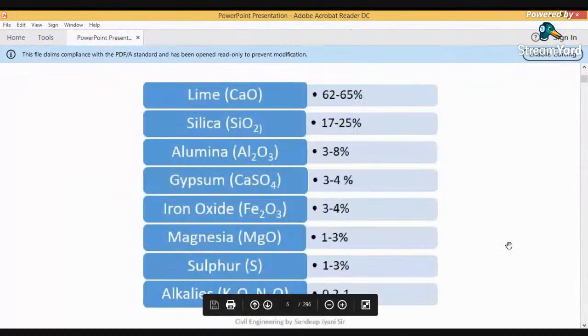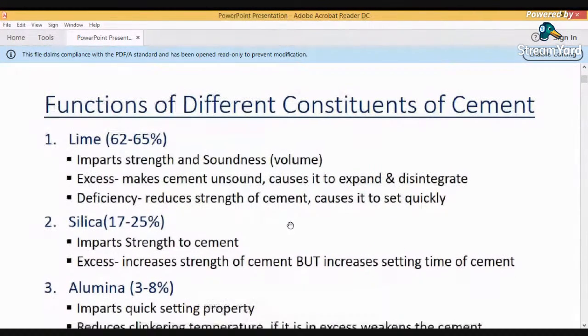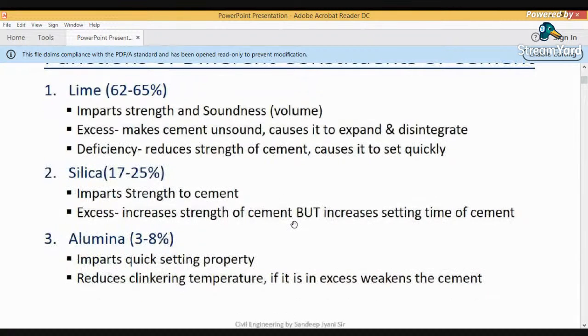So next we will discuss the function of the different constituents. What are the different constituents' roles in the cement? Lime generally provides strength and soundness to the cement, and silica imparts strength to the cement. But if you put in excess amount, it will increase the setting time of the cement. Alumina generally provides the quick setting property to the cement, and it reduces the clinkering temperature if an excess amount of alumina is present in the cement.